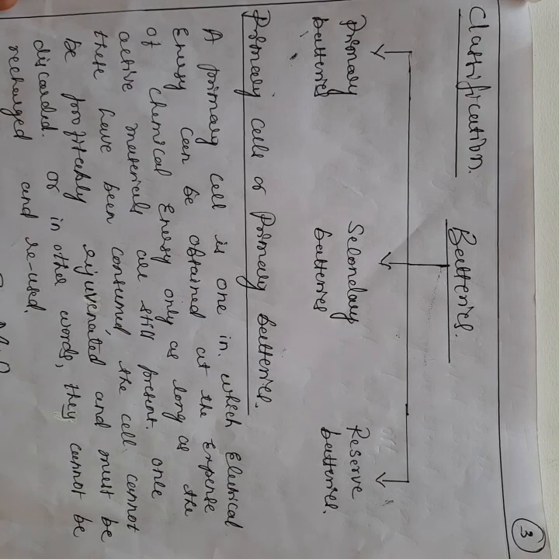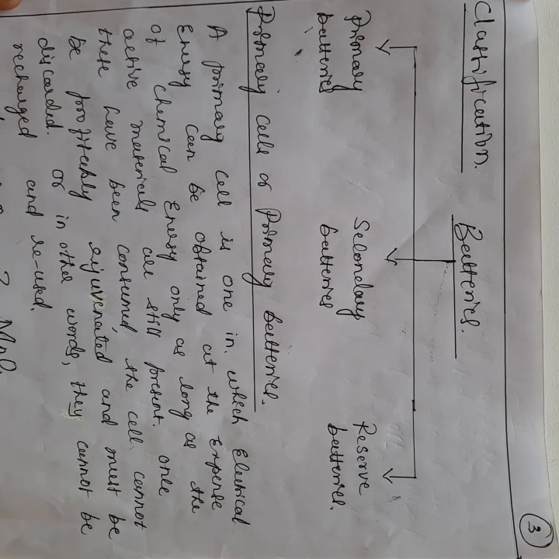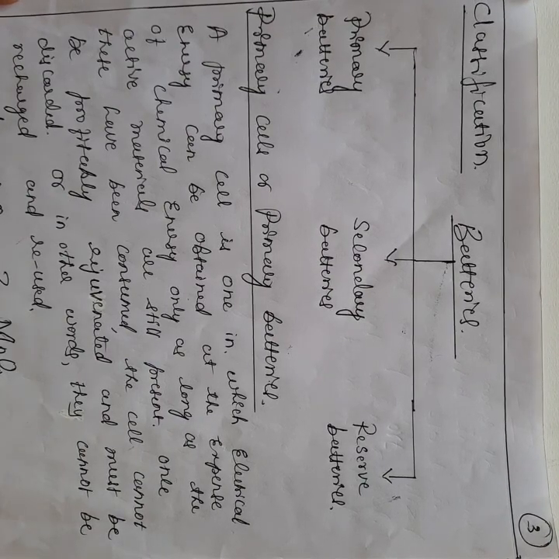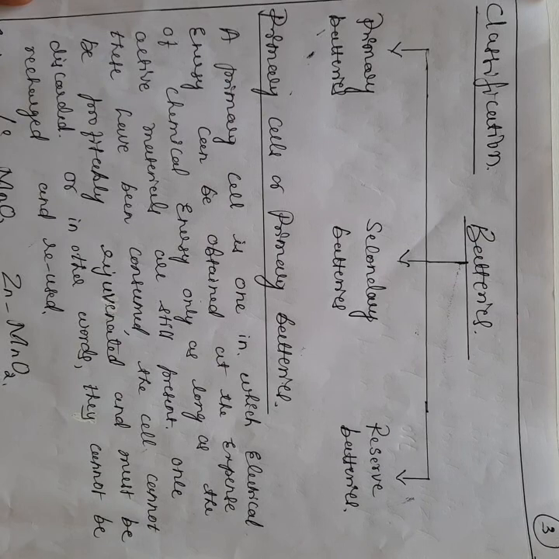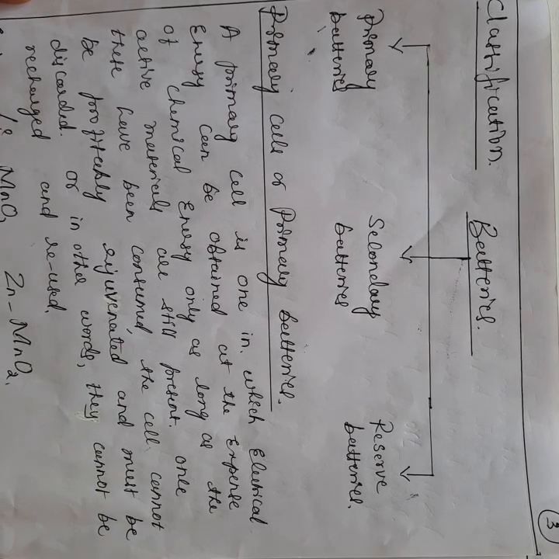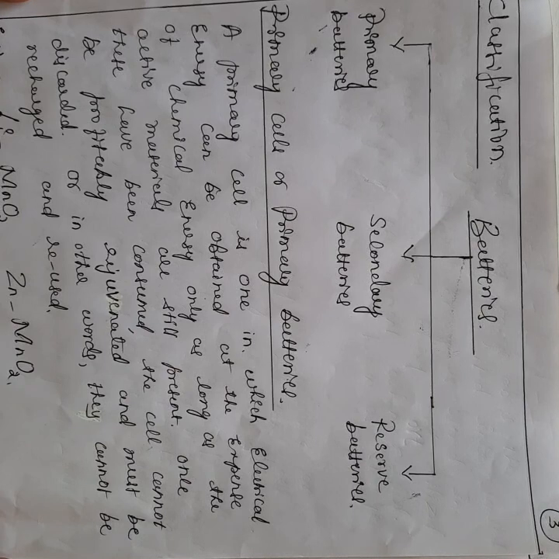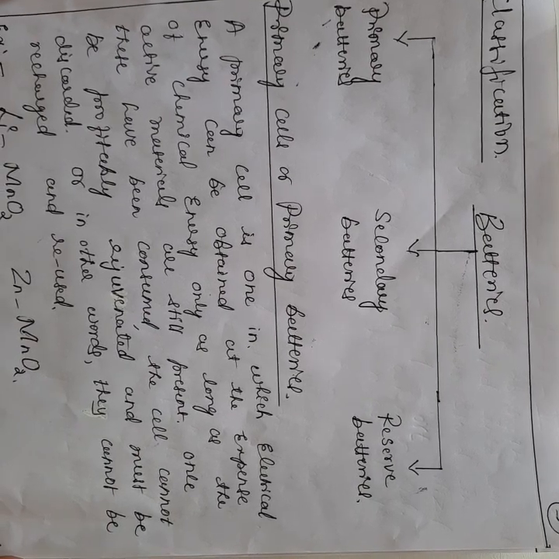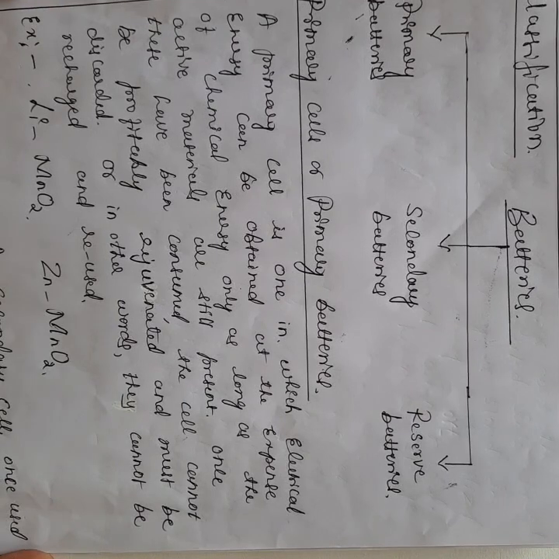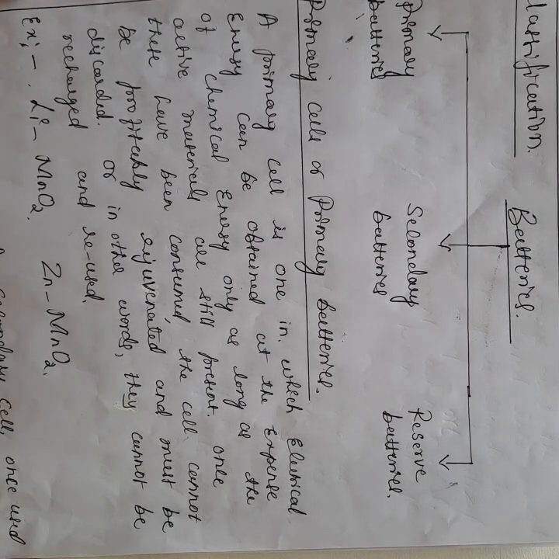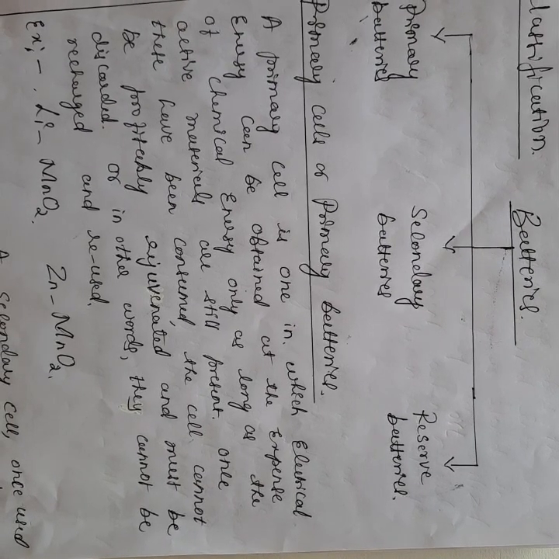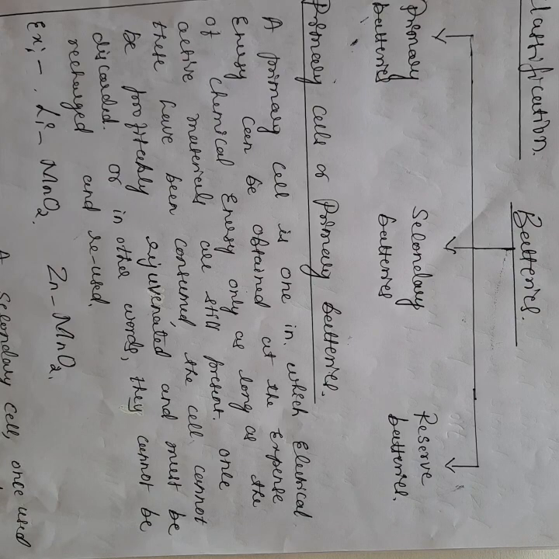A primary cell is one in which electrical energy can be obtained at the expense of chemical energy only as long as the active materials are still present. Once these have been consumed, the cell cannot profitably be rejuvenated and must be discarded. In other words, they cannot be recharged and reused. Here in primary cells, the reactions taking place cannot be reversed. Once the reactions take place, the back reactions are not possible here.